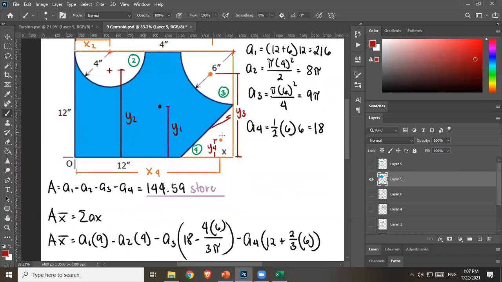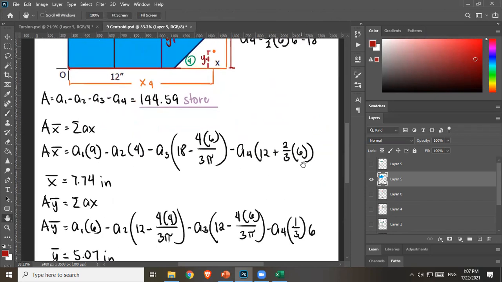And then finally, area 4, this is your x sub 4, right? This is your centroid. And then to get that, we can get this, that's 12, plus whatever this length is. That length is to a point, so the equation is 2/3 length. So 2/3, and this is 6. So 12 plus 2/3 of 6. Yep. And so those are all our equations. Remember, again, empty spaces are subtraction. Solving for x bar, you'll get 7.74.